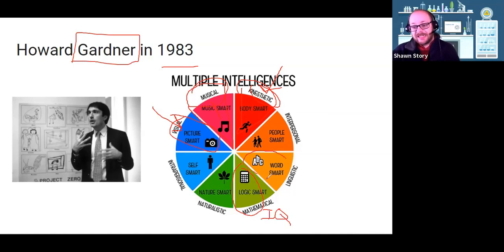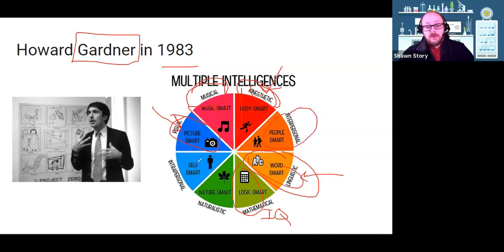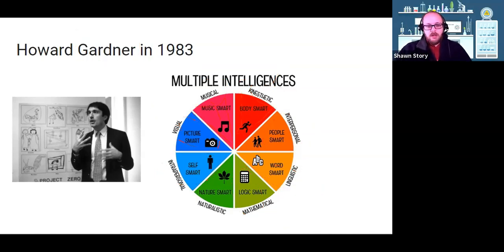We have linguistics, which is words, languages, understanding patterns, spelling, and having a larger vocabulary is one of our intelligences too. We have interpersonal, which is communicating with people, and we also have intrapersonal, which is being aware of yourself, knowing your own emotions, knowing who you are as a person.